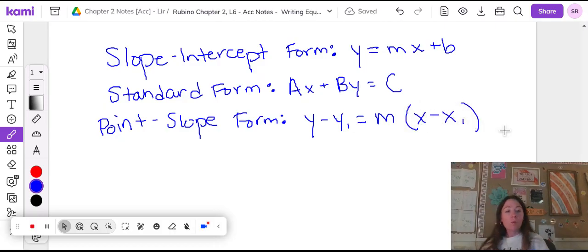So pay attention in the homework for what I ask for. Do I ask for it in point slope? Do I ask for it in slope intercept? Make sure you know which one I'm asking for and then put it in the correct format.